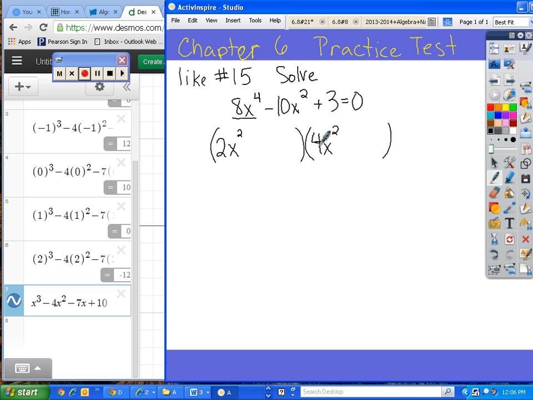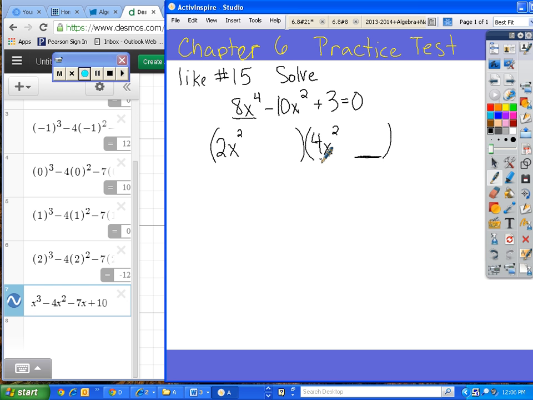The next thing I do is factor my last term. 3 is prime, so that helps us. There's only one factor pair of 3 that I can have, which will be 1 and 3. Whatever term gets put on the outside, it's going to be multiplied by 2, and whatever term I put on the inside, it's going to be multiplied by 4.